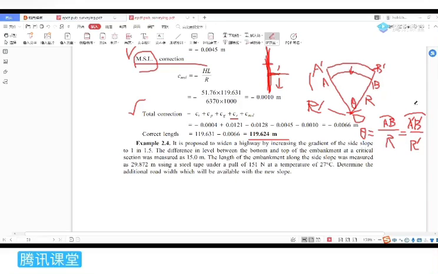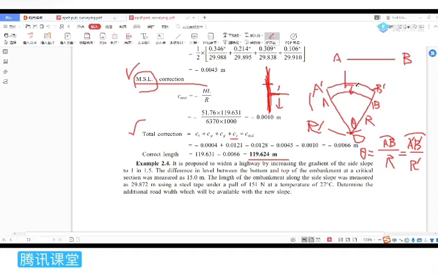So AB is this number times R straight away, right? So you can get AB straight away. And A prime B prime is basically your error. You measure your measurement, you get this one. So this basically is your R prime, and this is your error. Of course, you must know R prime.